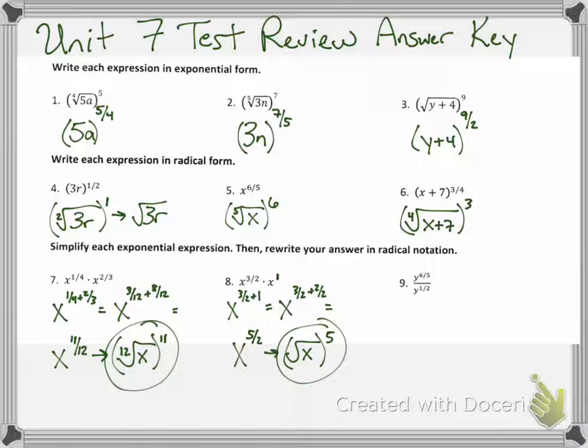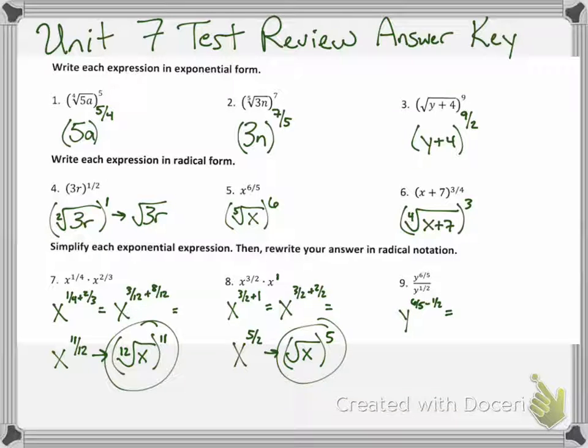Now, last but not least, we've got ourselves a basic fraction, same base over top of each other. However, we've got our fractional exponents. Same base on top of each other means we're going to subtract the exponents. So what we would do is write this as y to the 6/5 minus 1/2.